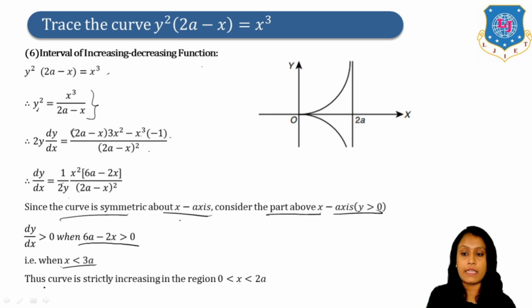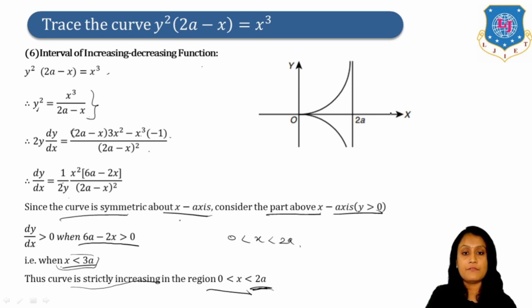So we can say that the curve is strictly increasing in which region? 0 to 2a. Here we have x less than 3a, but we are writing 2a because the region of existence is 0 to 2a. So this curve is strictly increasing in this region.